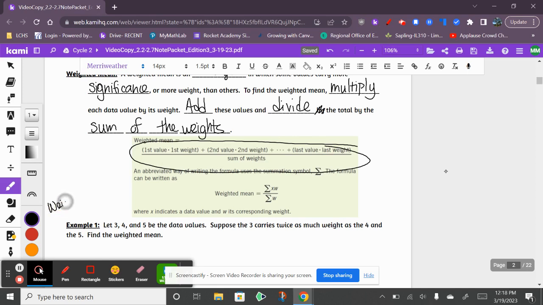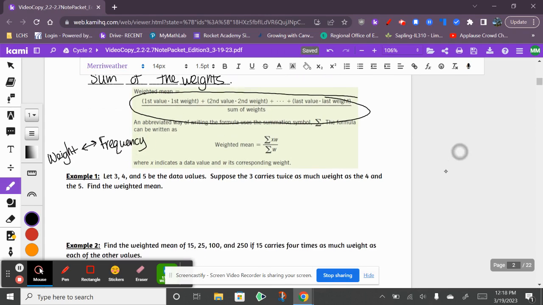Another tidbit that I have is weight also has the same meaning as frequency. So if you ever see the word frequency, it has the same meaning as the weight.